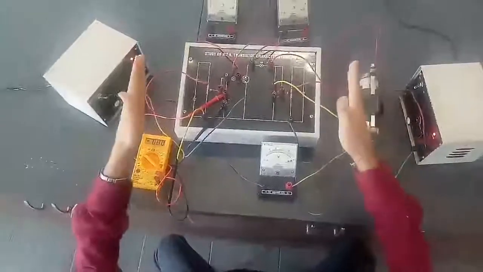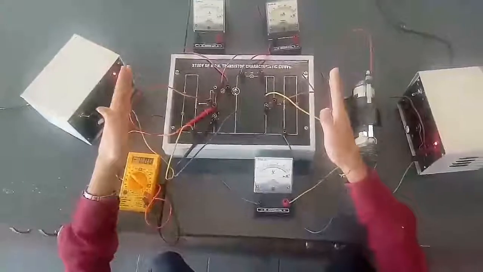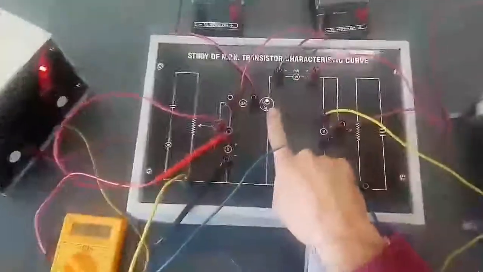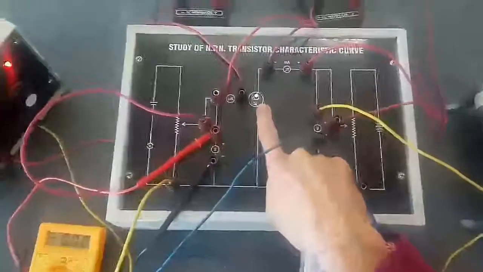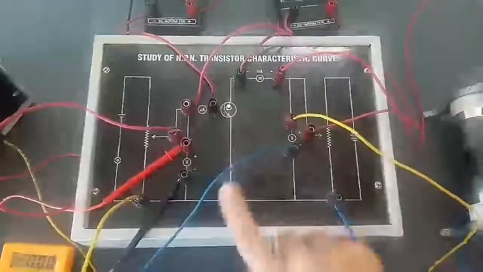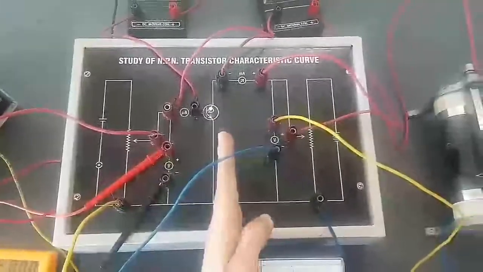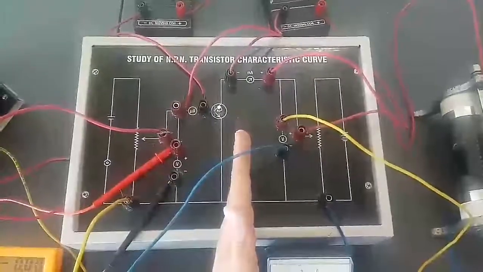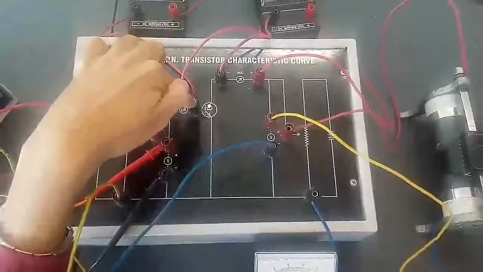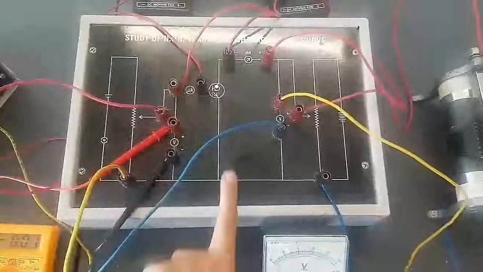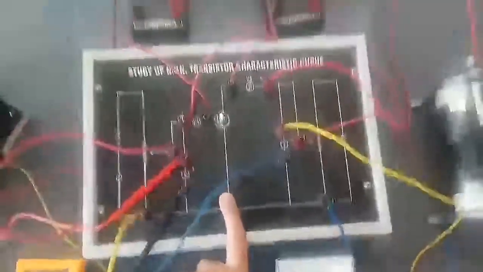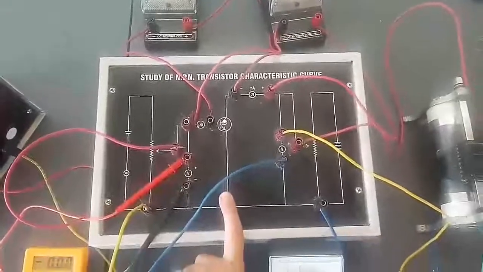Now this is a CE, common emitter transistor circuit, and this one is the transistor. Can you see this cylindrical cap? It is an NPN transistor. The left side circuit is the input circuit, while the right side circuit is the output circuit. This terminal is the collector, this terminal is the base and this terminal is the emitter. So the emitter is common in both input and output, that's why it's known as a common emitter transistor.